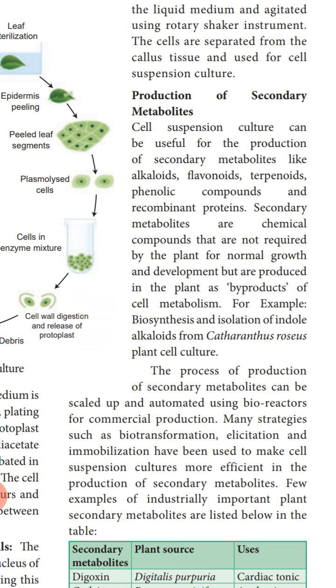Now what are these secondary metabolites? Secondary metabolites are the chemical compounds that are not required by the plant for their normal growth and development but are produced in the plants as a byproduct. So these secondary metabolites are not needed for the development and growth of the plant but they are useful for the treatment of many diseases for us. So they are the byproducts obtained from the plants which are useful for humans.